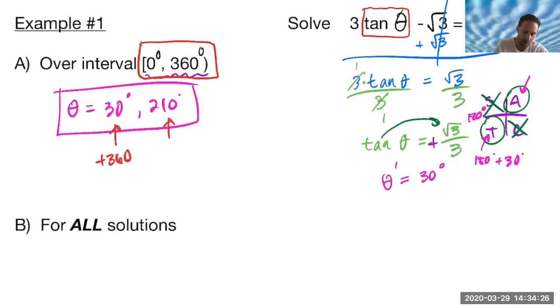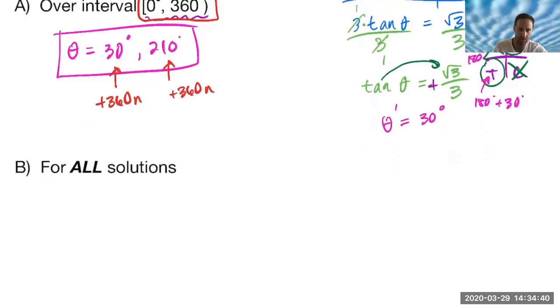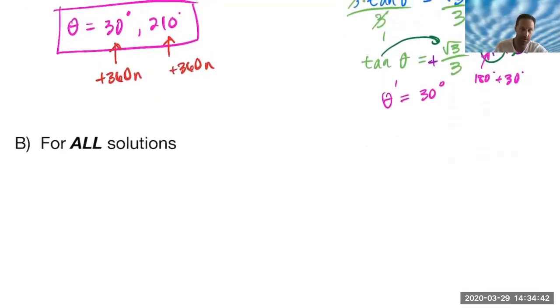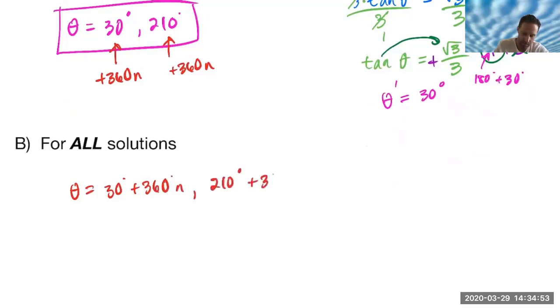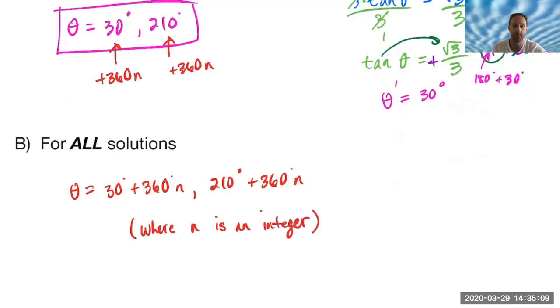Add 360 or subtract 360 any number of times. So in this case, we're going to have to do that to both, where n is any integer, positive, negative, whole number. And so in order to give them all the solutions, we will simply say our answers are 30 plus 360n, and 210 plus 360n, where n is any integer, positive, negative, whole number. And that's it. I mean, this is pretty straightforward stuff.